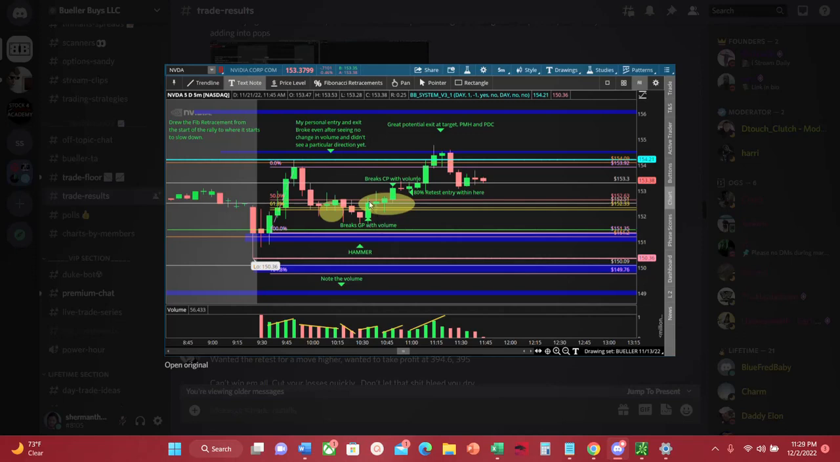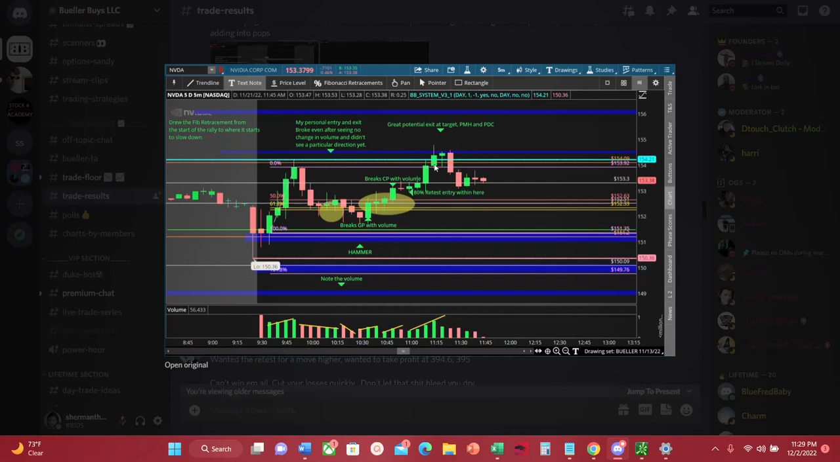Breaks the golden pocket with volume. Definitely a good entry there. Breaks the control point, the 50% mark, with volume. And gets to the next target. So, this is like a perfect trade.